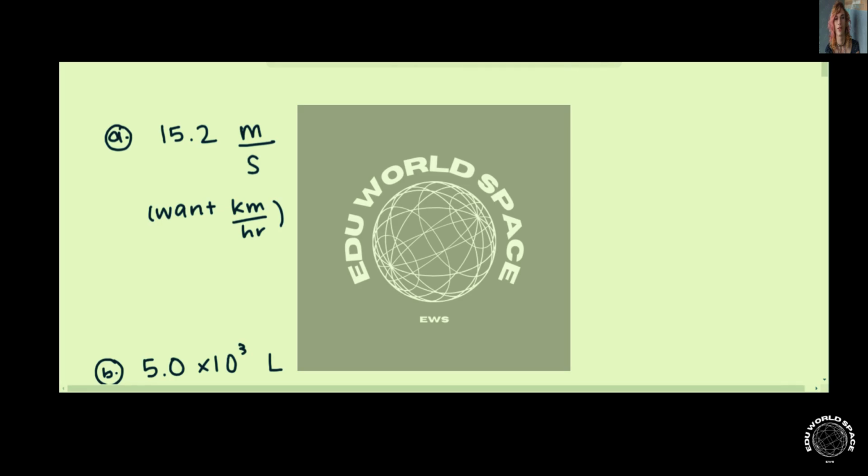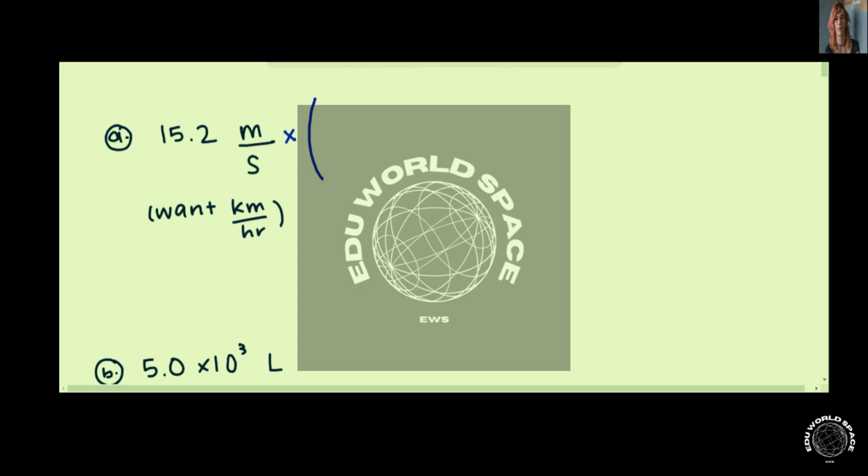In this first problem, you have the speed of a bumblebee at 15.2 meters per second, and you want to convert this to kilometers per hour. When you have two different units, the easiest way I think you can go about this is to convert one and then convert the other. It doesn't matter which one you start with. Let's start with meters.